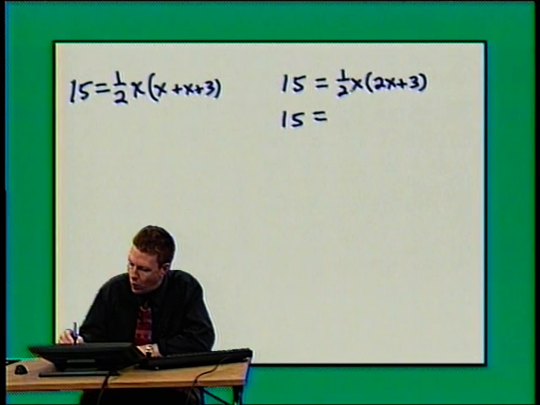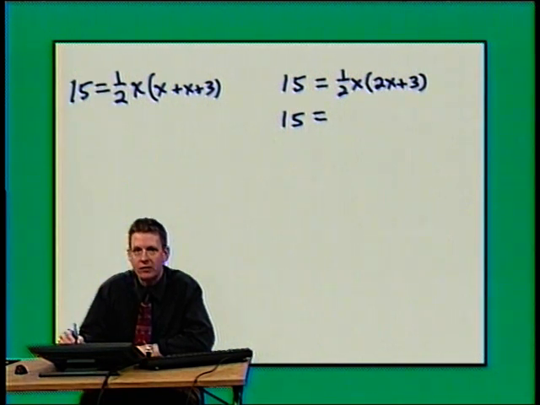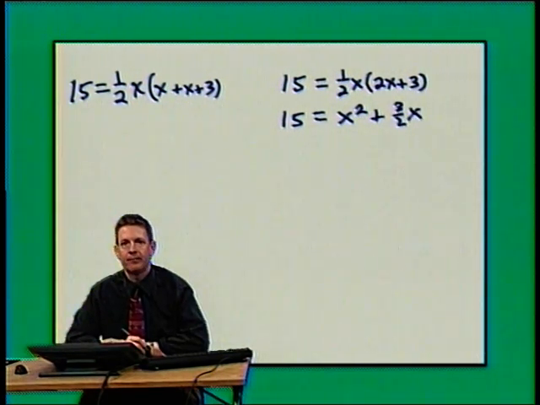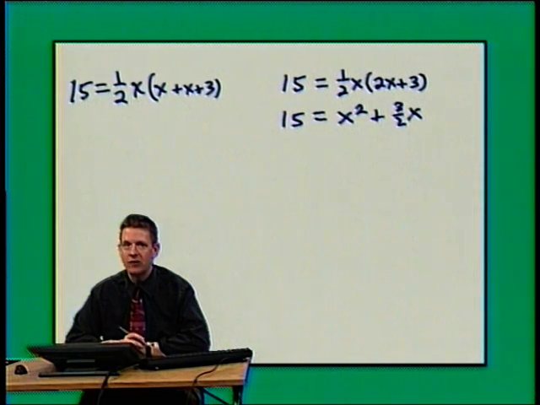That gives me 1/2 x times 2x. Well, 1/2 times 2 is just 1. x times x is x squared. And then I have plus 1/2 times 3, which is 3/2 x. Now, regardless of what method I ultimately use to solve this equation, it's going to be easier if I clear the fraction. So let's multiply both sides of this equation by 2.